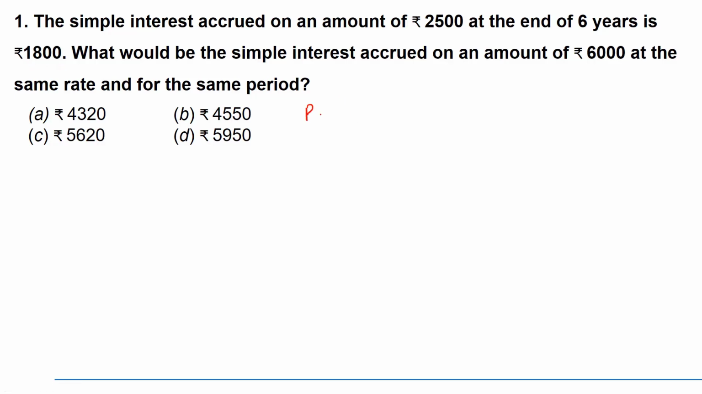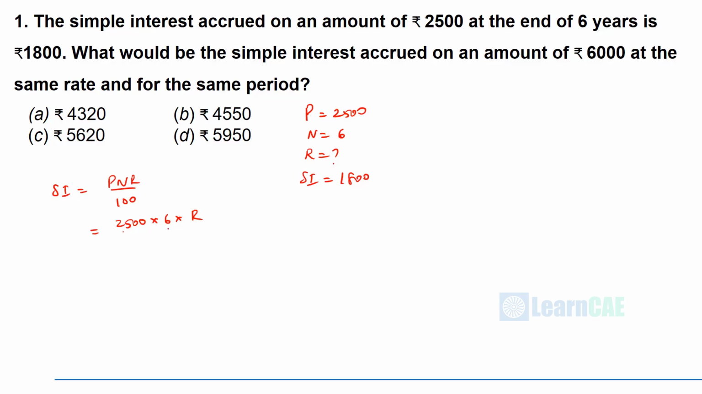Let us write. Let P be the principal, which is equal to 2500. Number of years is equal to 6 years, and rate of interest is what we have to find out. And the simple interest given is 1800. We know that simple interest is equal to PNR by 100, where P is 2500, N is 6 years, R is what we have to find out, divided by 100, and simple interest is 1800.